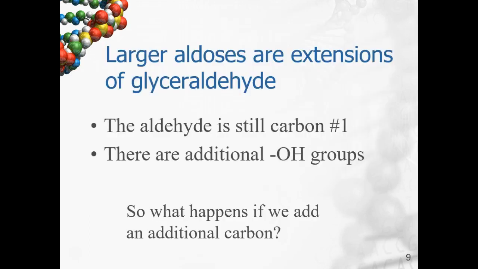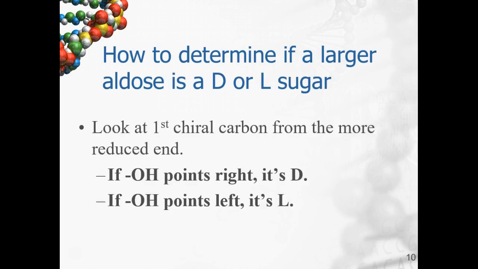So we can have larger aldoses. If we add more carbons, we add more OH groups because the carbons that we add have OH groups. So what happens if we add an additional carbon? One of the things that we should notice is that if we have more carbons and more OH groups, how will we know if it's a D sugar or an L sugar? So what we do is we look at our Fischer structure and we go to the more reduced end, and the way that we draw that, it's on the bottom. And if the first chiral carbon from the more reduced end has its OH pointing to the right, we call it a D sugar, and if the OH points to the left, it's an L sugar.